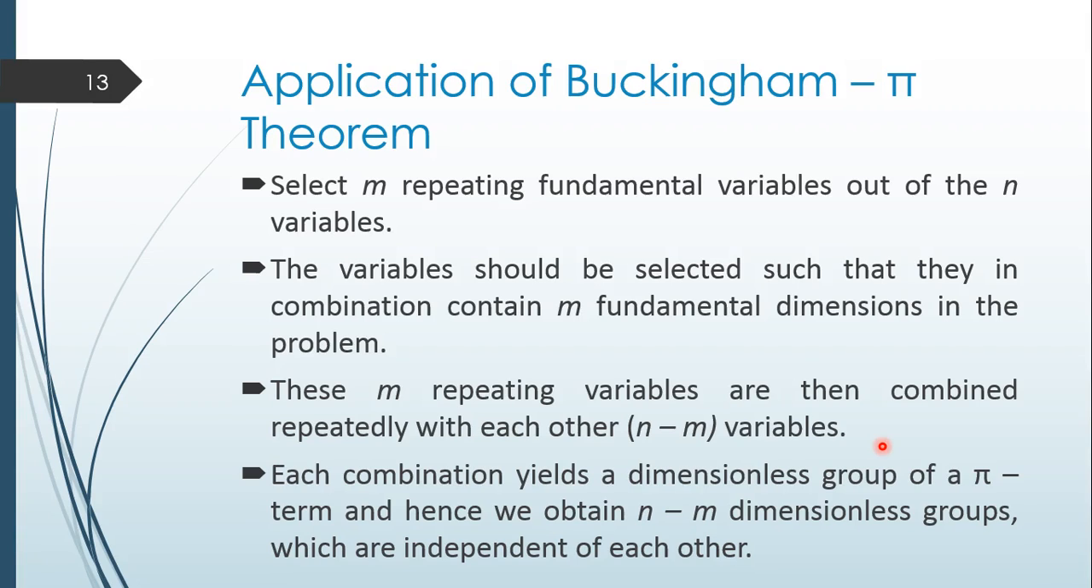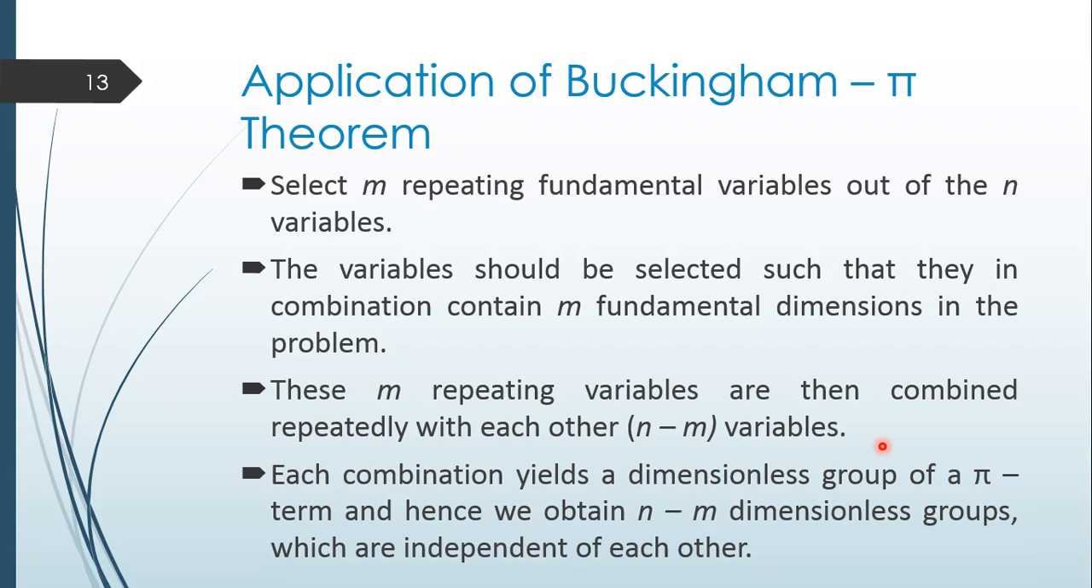Only two dimensions are coming, length and time. So in that case, m is equal to 2. For equations of motion, m is equal to 2. When mass comes in, we go into Newton's law. For such equations, m is equal to 3 because mass, length, time, all three fundamental dimensions are coming into the phenomena. So m is equal to the number of fundamental dimensions.